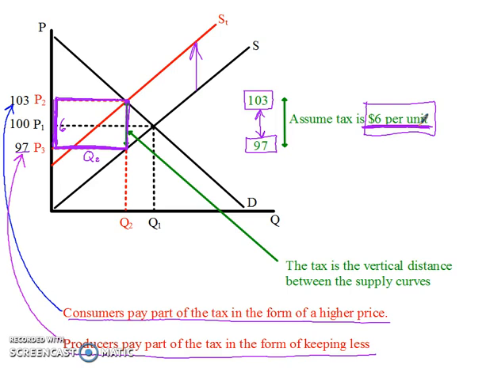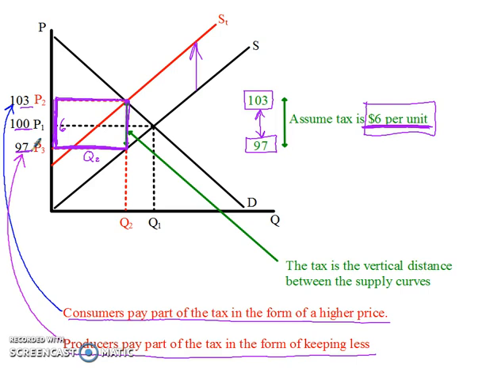And then we said that the consumer is going to pay part of the tax, part of the actual incidence, in the form of paying a higher price. They used to pay $100 for the good, now they pay $103. And then the producers are going to pay part of the tax in the form of keeping less. They used to get paid $100 and they kept $100. Now they get paid $103, but they only keep $97. So we talked about all that on previous videos.